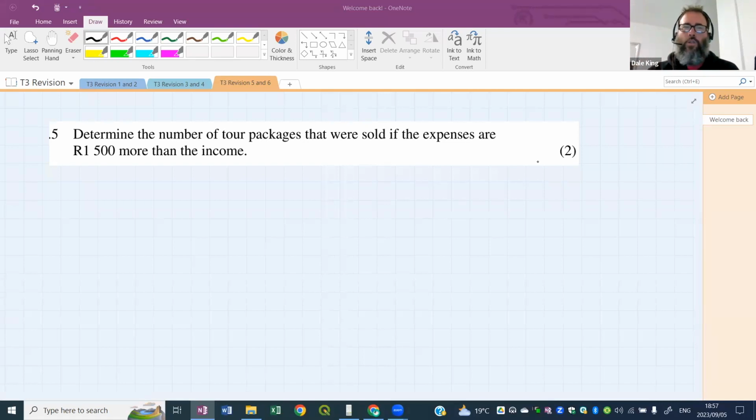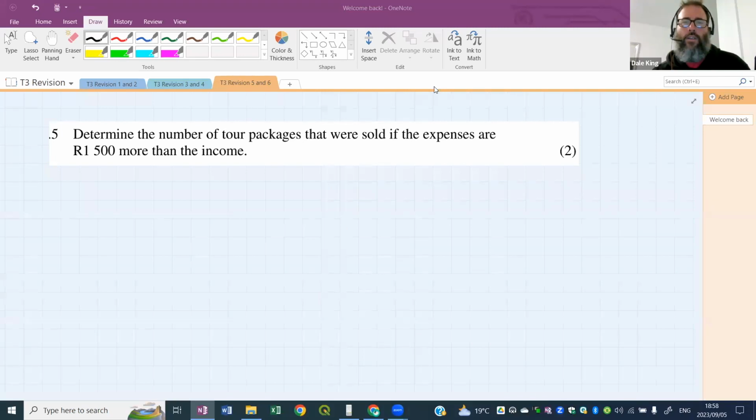Very interesting question. Who thinks they know how we're going to do this one? When expenses are 1,500 more than the income, what will the number of packages be? Who thinks they know how to do this? If you're not sure, hold on to it. Take a screenshot of that question. We're going to start Thursday's lesson with this very interesting question, with a bit of a bump. But I think we need to come back to this because it's a very interesting question. So take a screenshot of that, and then I'm going to go up and take a screenshot of the graph.